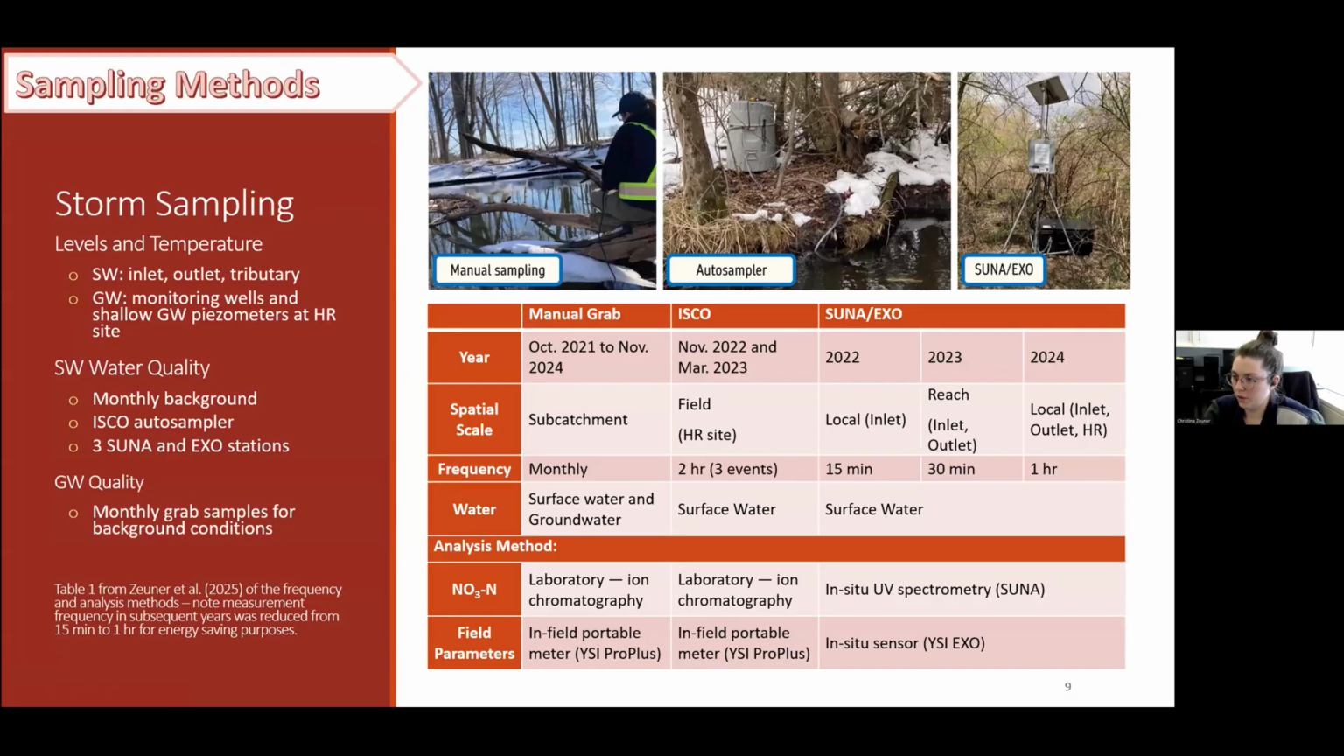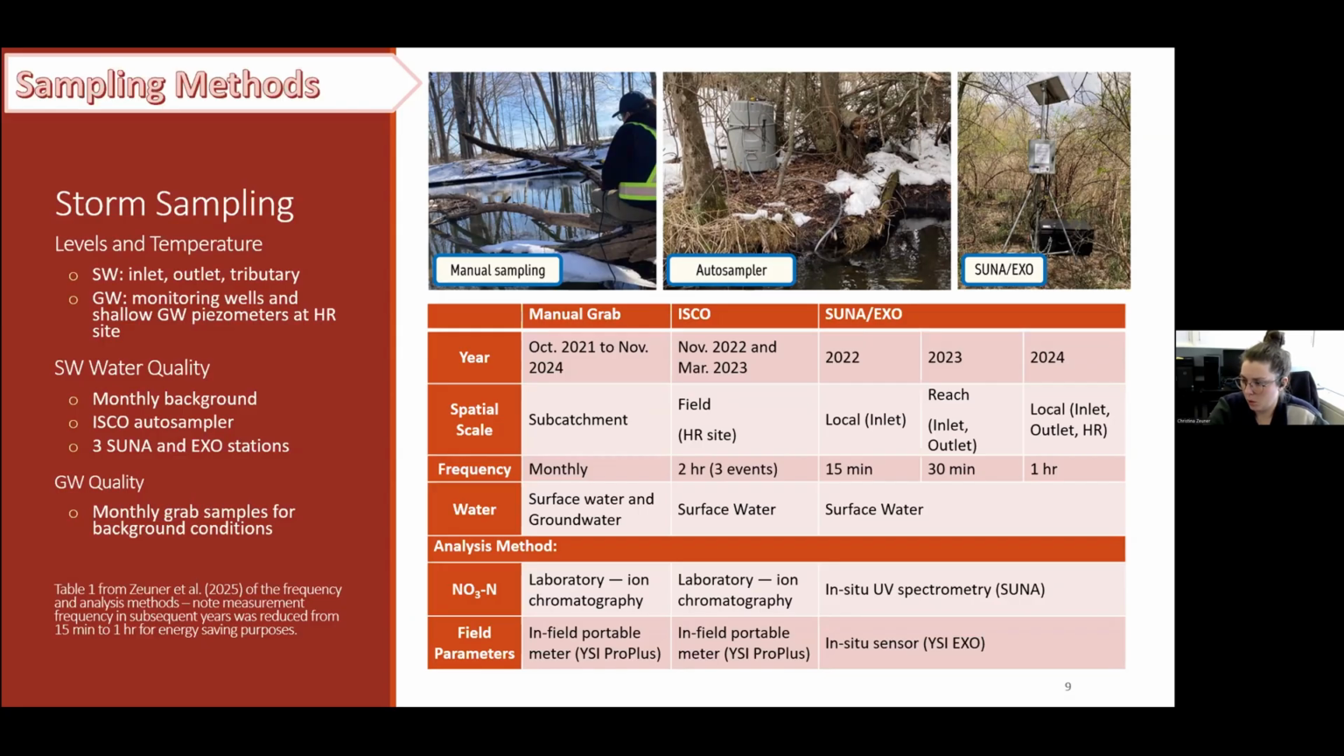Now, to focus on the sampling methods that we use for targeting storm events, the 2 main methods for in-stream sampling are an ISCO auto sampler and then also our SUNA and EXO. In addition to that, we had background conditions where we were sampling groundwater and surface water on a monthly basis, as well as maintaining temperature and level probes.